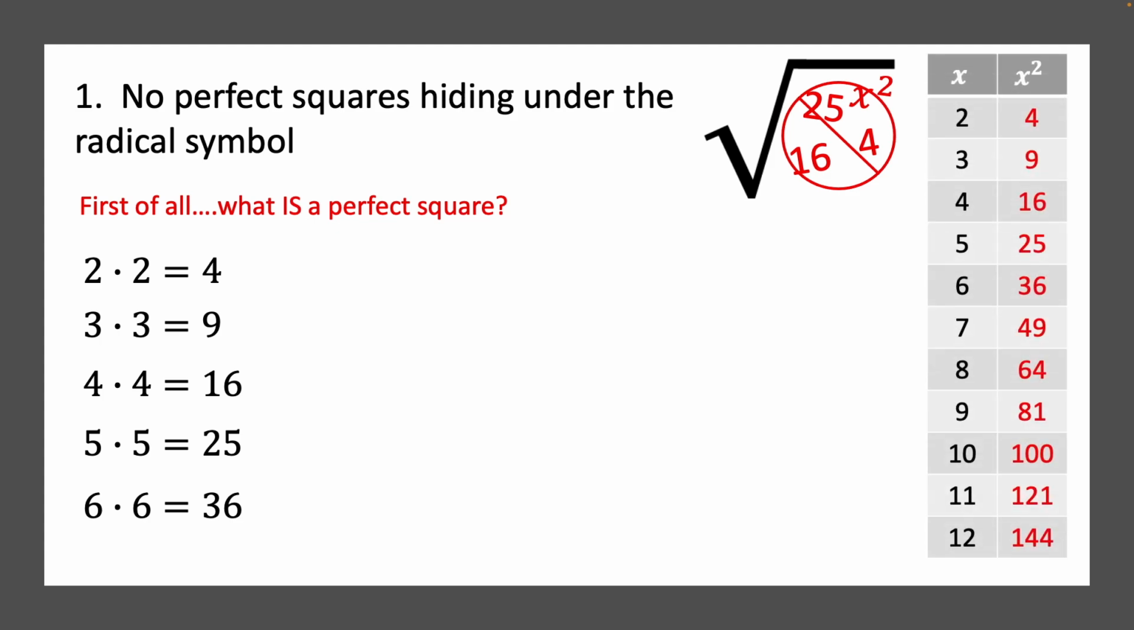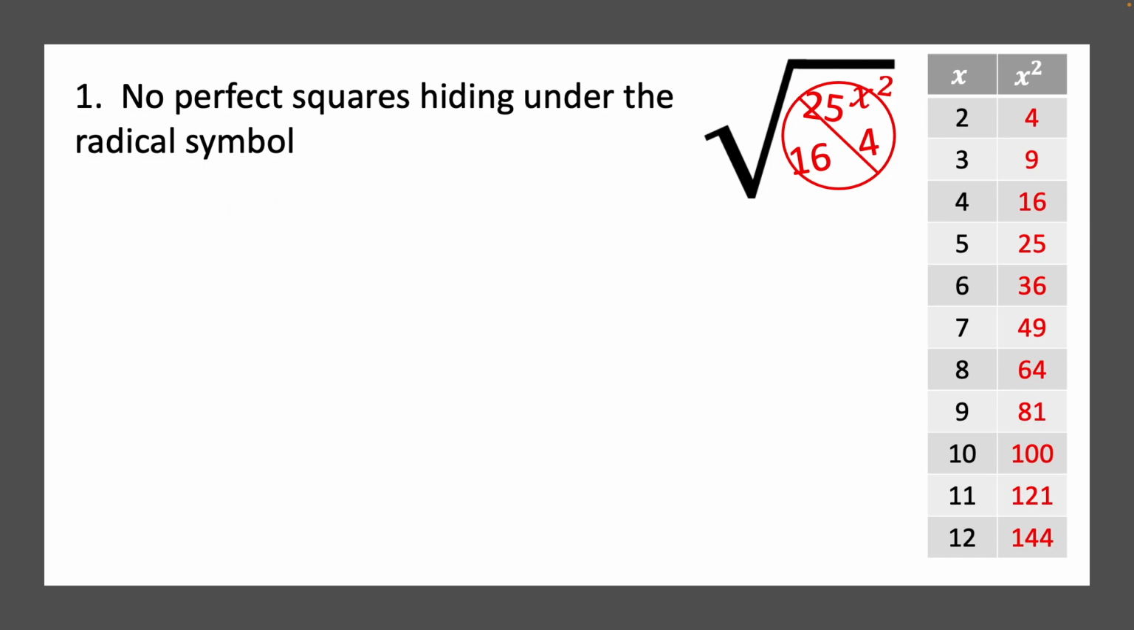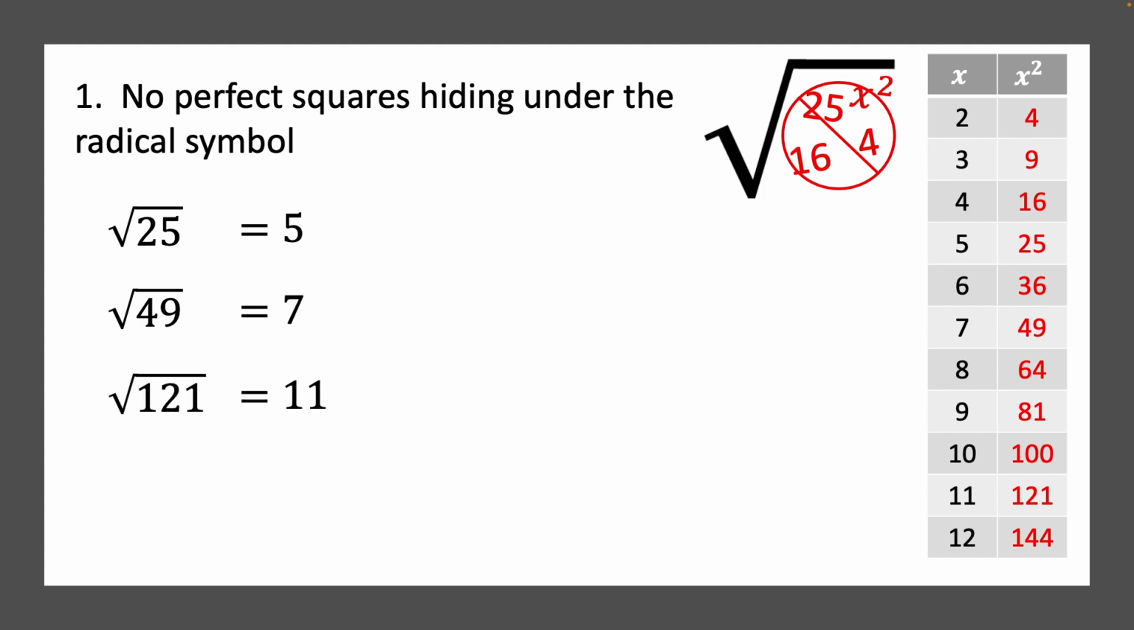And here on the right, I'm going to put a list of perfect squares. So you can see all the numbers on the right that I have in red. Those are perfect squares, 4, 9, 16, 25, 36, 49, and so on. And all the numbers on the left in black are the numbers that created those perfect squares. So if I take a perfect square and put the radical on top, I'm saying the square root of 25, which gives me the number that created that perfect square. The square root of 49 would be 7. The square root of 121 would be 11.